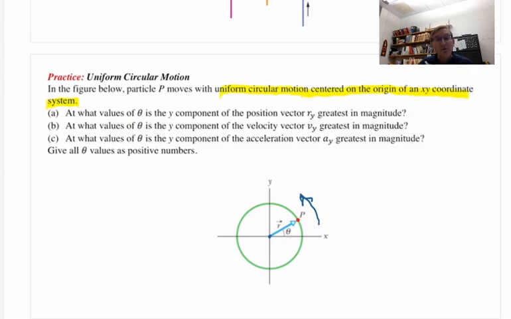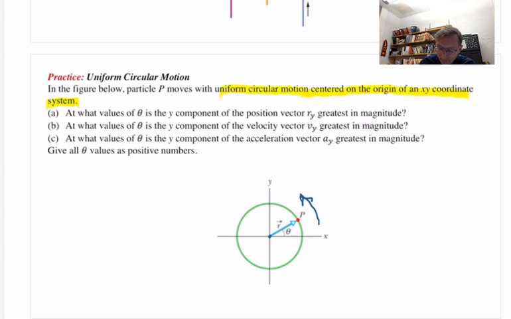And what I'm not drawing on here, but you should be able to, is also you should be able to draw the velocity vector at any given location on the circle and the acceleration vector at any given location on the circle. So those aren't drawn here, but you should be able to draw them, those arrows. All right, with that in mind, here are the questions.